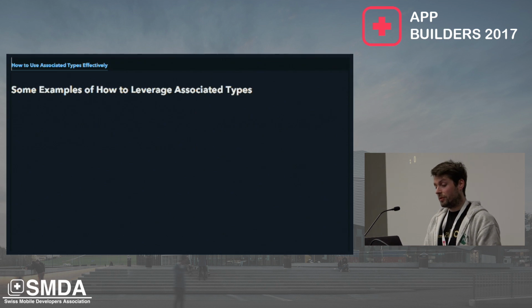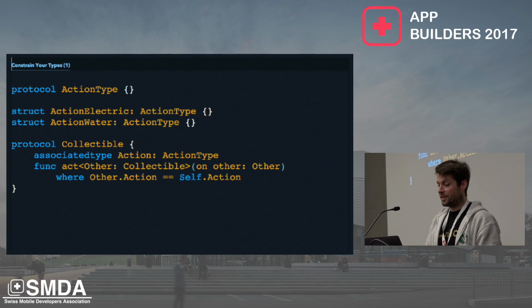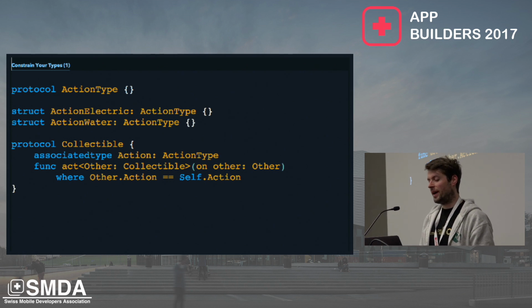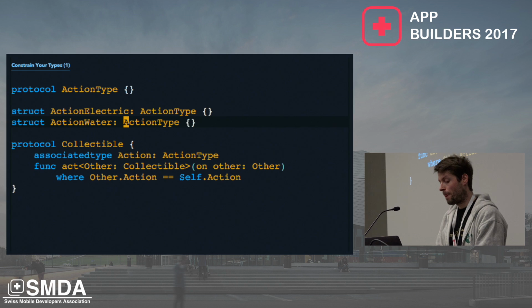And now let's do something much easier and much more interesting, see how we can actually leverage associated types. So what can we do with associated types that we cannot do with protocols, for example? And let's start with something simple. We can use them to constrain our types, to tell the compiler that some of the things that we want to do are not allowed, to make sure that any wrong actions basically can be caught at compile time. So in this case, we have a protocol called ActionType, and we have two different actions called ElectricAction and WaterAction, and they're both of type ActionType.